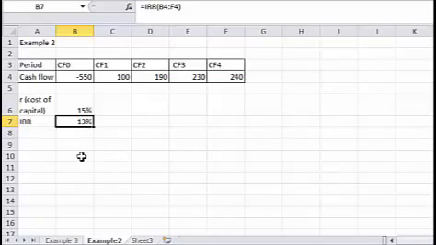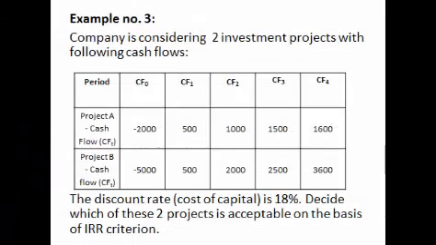And we receive 13%. Based on this criterion, we have to reject the project as IRR is lower than actual cost of capital, which equals 15%. As the actual cost of capital is higher than internal rate of return, the project will generate losses. It has negative net present value.